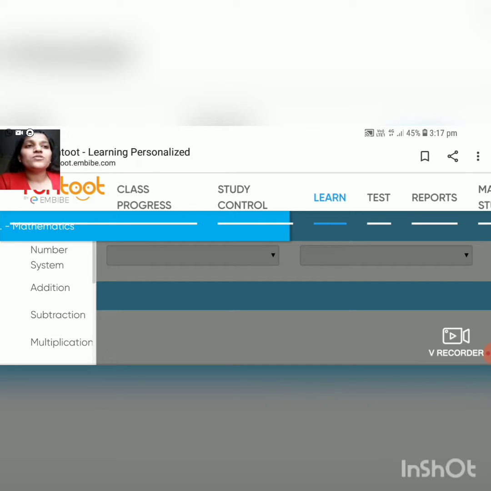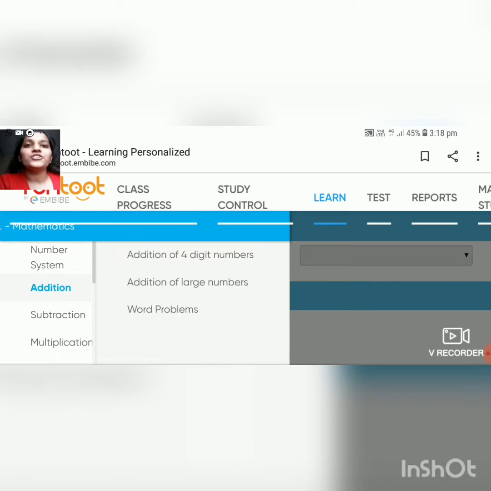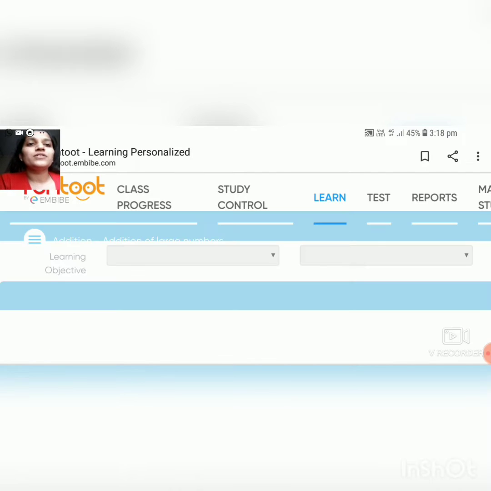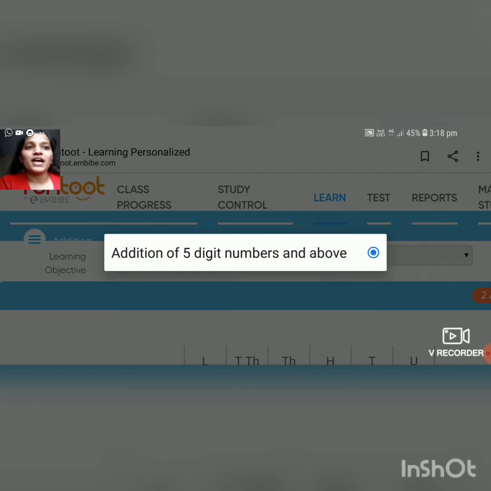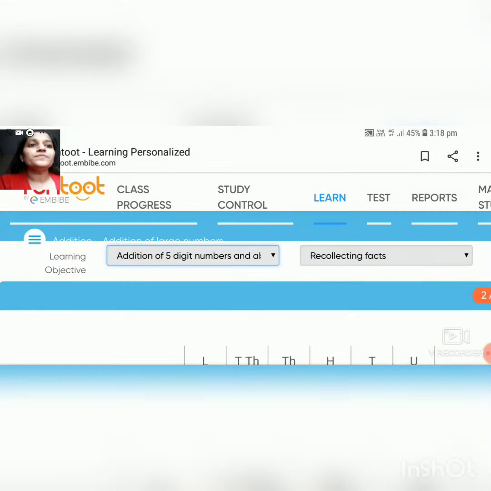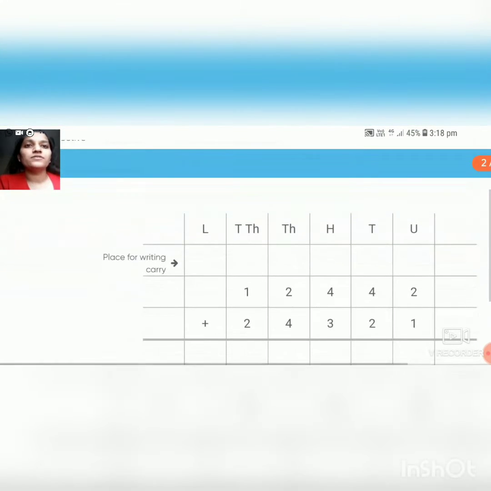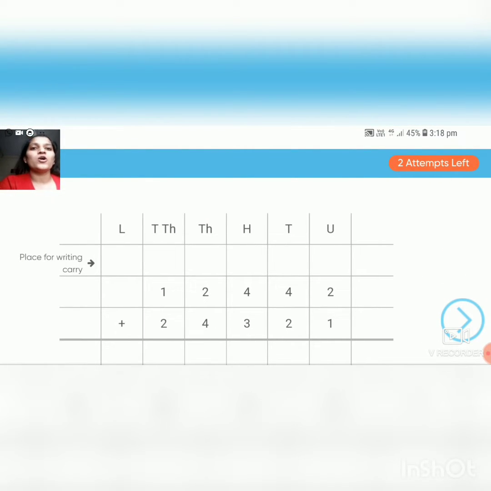So students, on the screen you can see that I have opened the Funtut app, and we are going to click on the addition lesson. Addition of 4-digit numbers we saw in the last session. Now today we are going to solve some sums from addition of large numbers. So here we are going to click addition of large numbers. In the learning objective we can see addition of 5-digit numbers and above. We are going to solve one or two sums, and the rest you can solve.